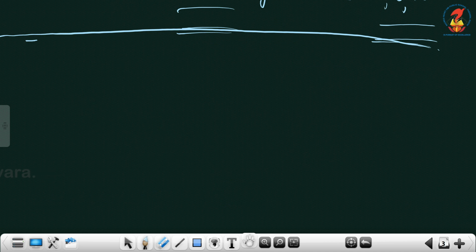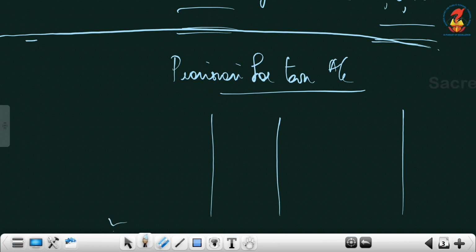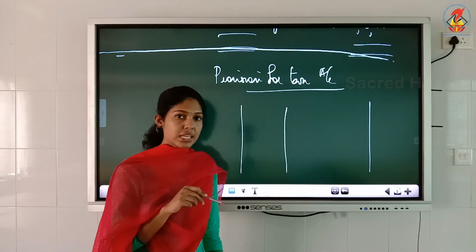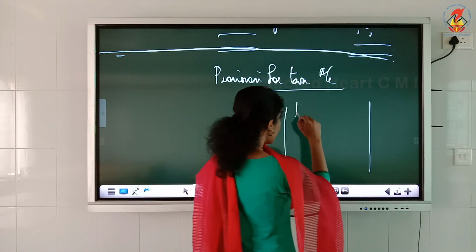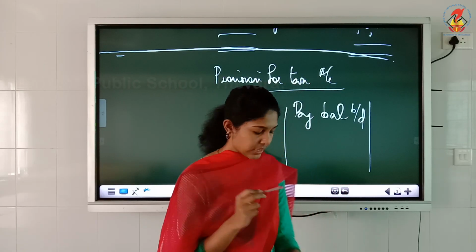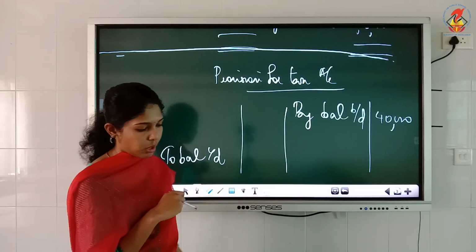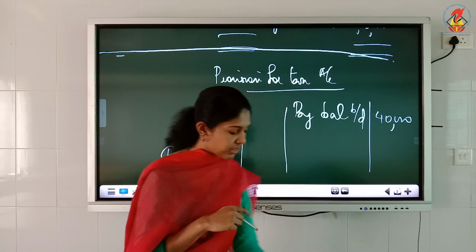The next account you have to prepare is the provision for tax account. As we all know, this is a liability account. In a liability account, the opening balance must be written on the credit side, as by balance brought down. So the opening balance, take it from the question, the 2019 figure, that is 40,000. Immediately after that, you can write your closing balance on the opposite side. Just leave one line on the top, and the closing balance is 70,000.